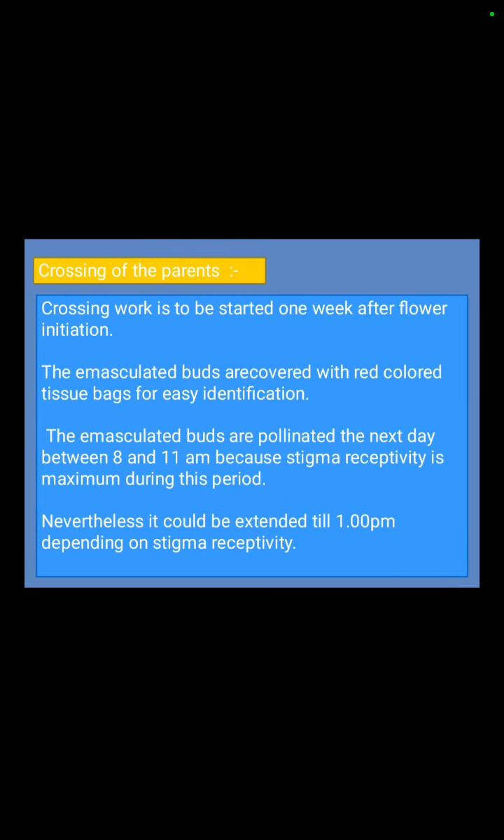Crossing of parents. Crossing work is to be started 1 week after flower initiation. The emasculated buds are covered with red colored tissue bags for easy identification. The emasculated buds are pollinated the next day between 8 to 11 am because stigma receptivity is maximum during this period. Nevertheless, it could be extended till 1 pm depending on stigma receptivity.